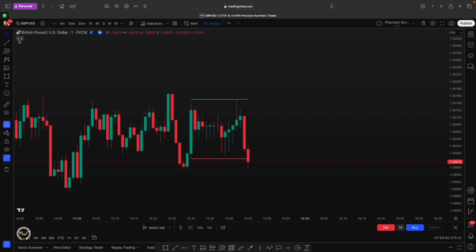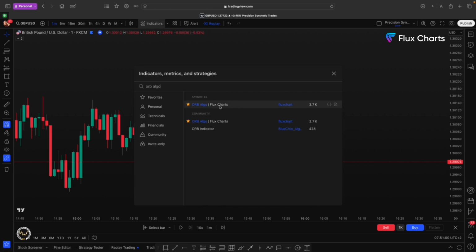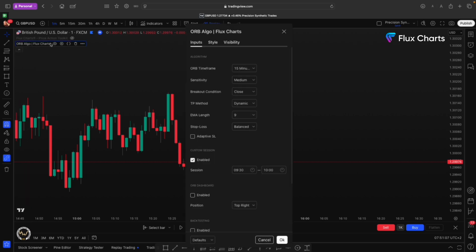You are going to go to your indicators. You're going to type in ORB Algo by Flux Charts, and you're going to add this to your chart. As soon as it's added, you'll see it's nice and easy.